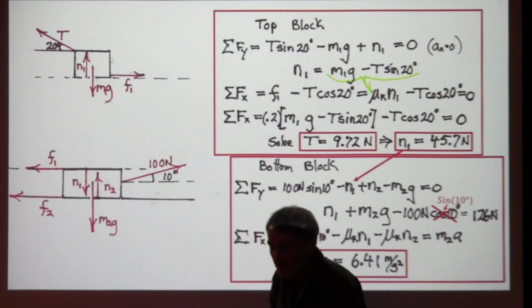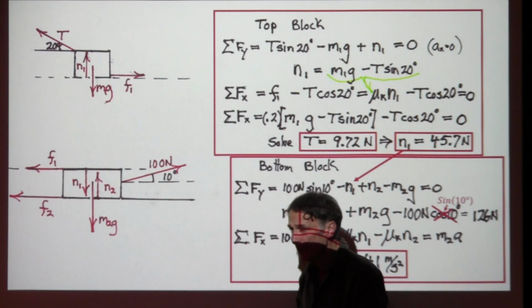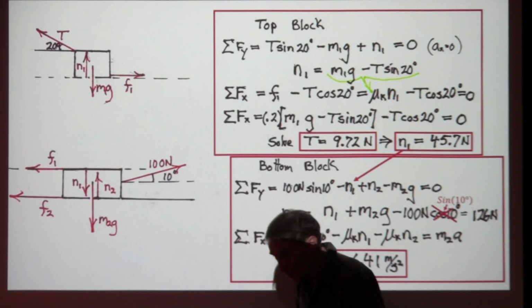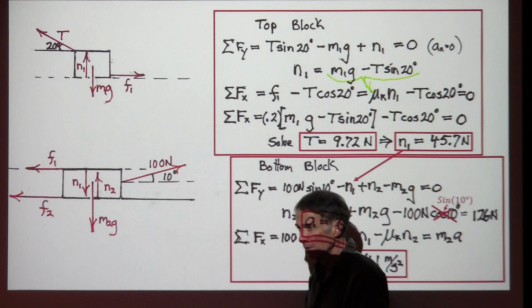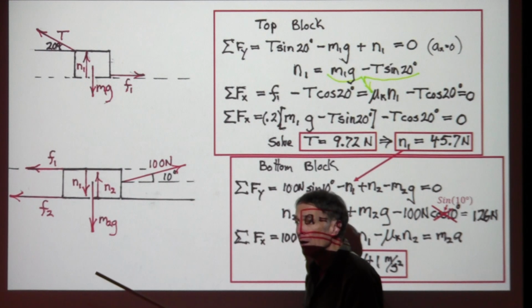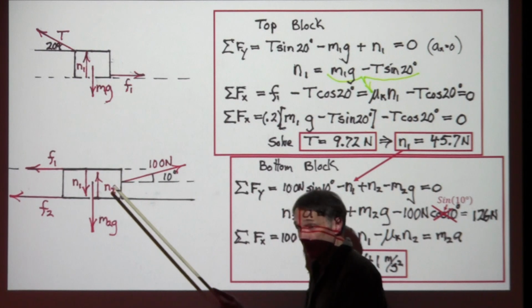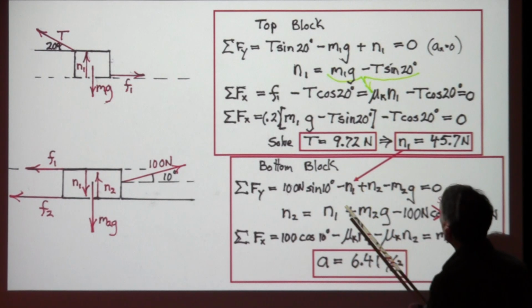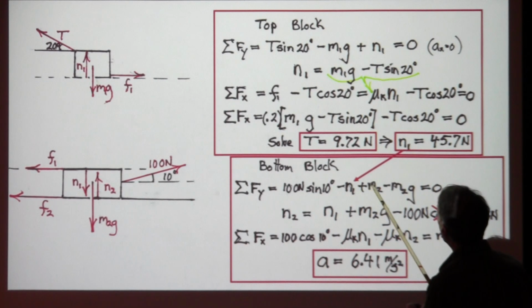Yes? This is a conceptual question. The 5 kilogram block does not move, it's only the 10 that moves, right? Correct. It says the coefficient of friction between the 5 and 10 is 0.2. So does that mean the friction between them is static friction because the 5 is not moving?